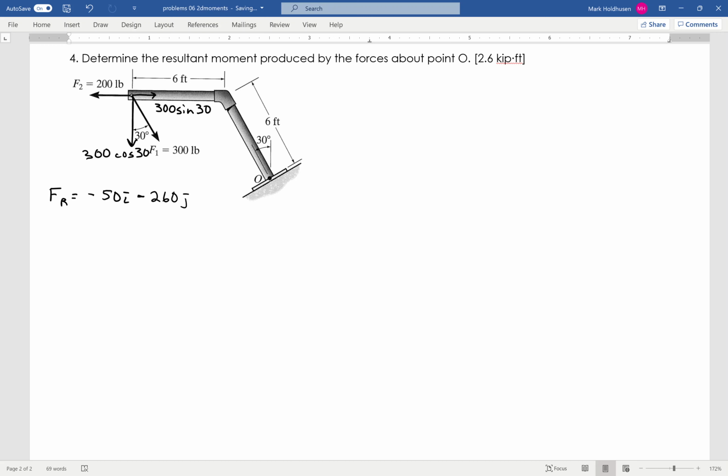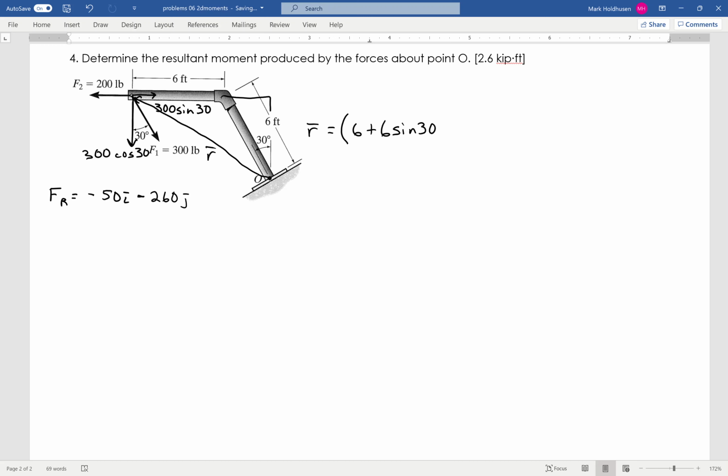Okay. Now, what I can do if I want to is I can actually use a cross product, find my R vector going from the point O up to that force right there. I'm going to call this my R vector, okay? And that R vector in the X direction will be 6, okay, plus 6 sine 30.